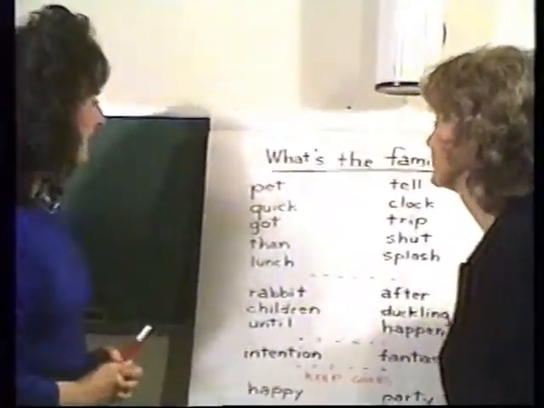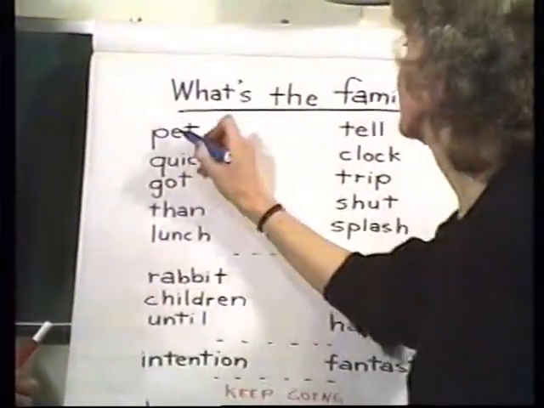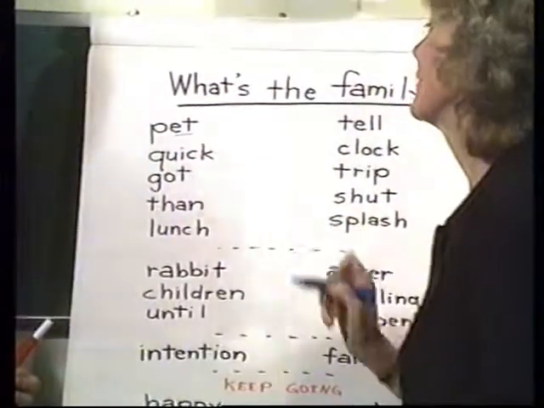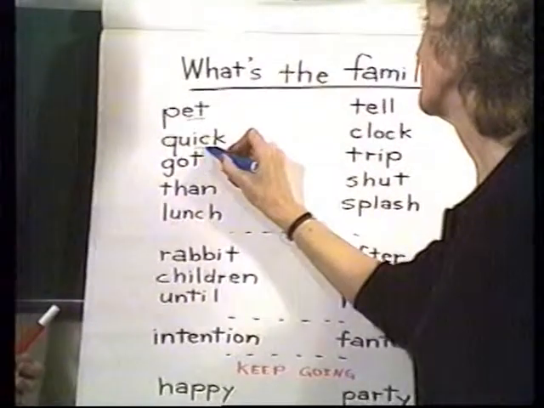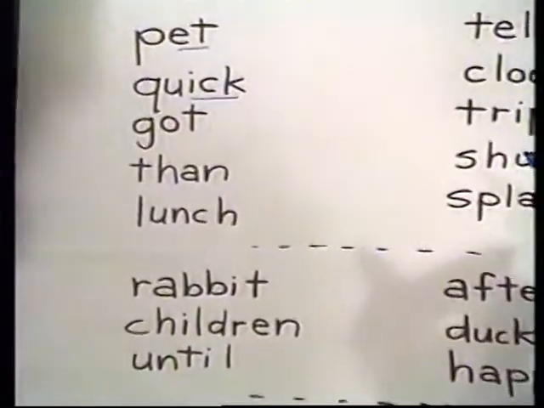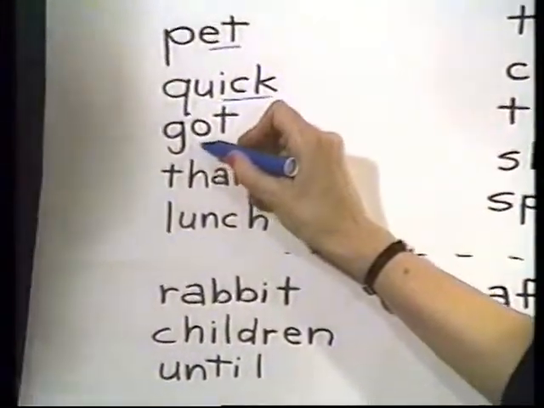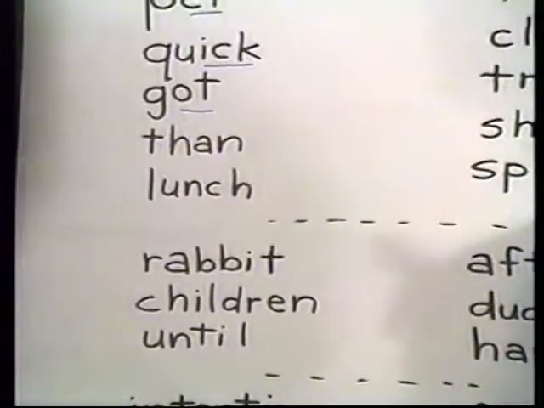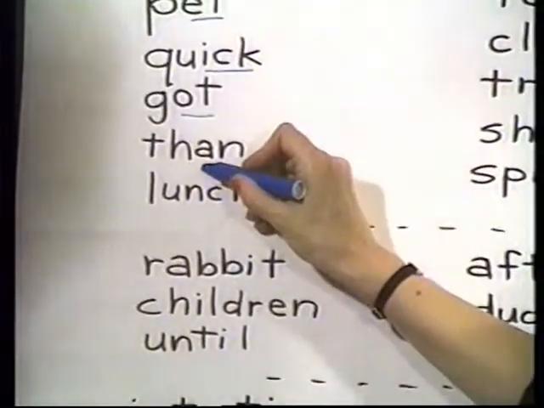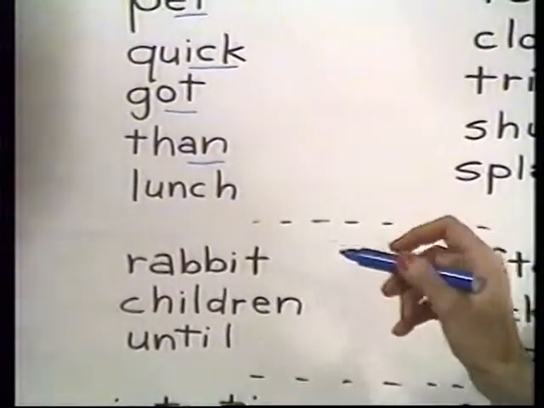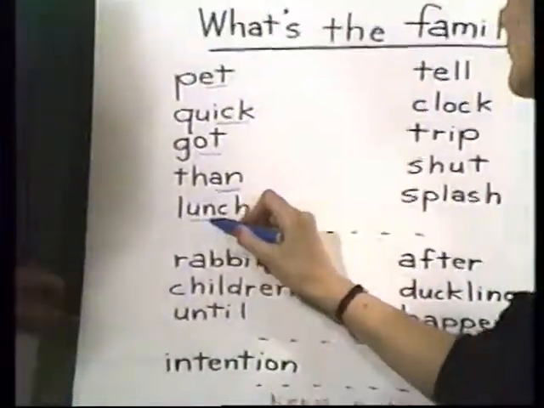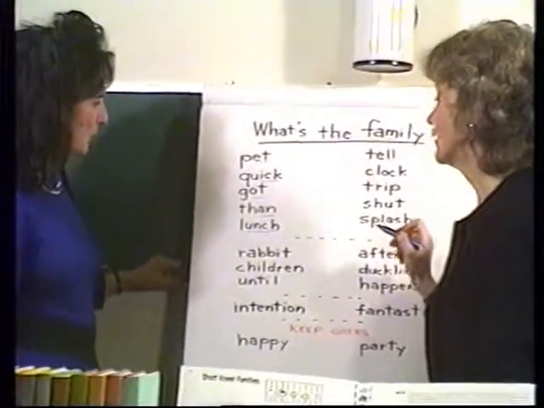All right, underline E-T. What's the family? Et. What's the word? Pet. Underline I-C-K. What's the family? Ick. What's the word? Quick. Underline O-T. What's the family? Ot. What's the word? Got. Underline A-N. What's the family? An. What's the word? Van. Underline U-N-C-H. What's the family? Unch. What's the word? Lunch.